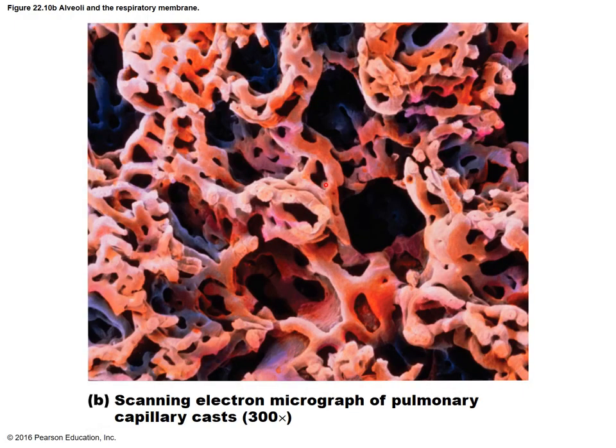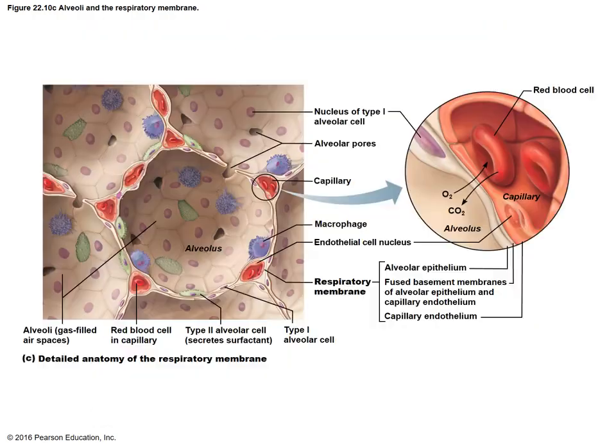Here's another really cool picture showing the alveolar sacs area. Once again, this is just showing how things will move according to concentration gradients. You inhale the air in this area. You're going to have the oxygen that you just inhaled. It's higher concentration in the alveolus. It's low concentration in the blood.